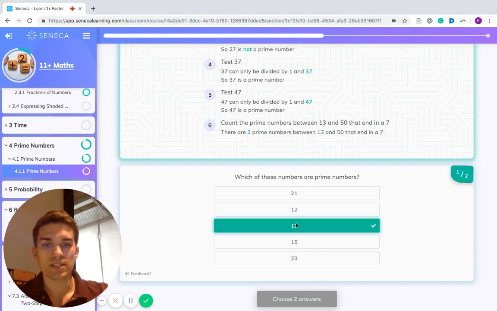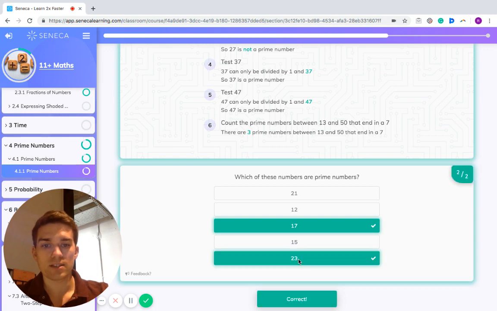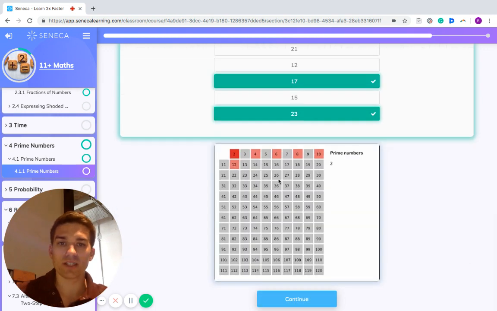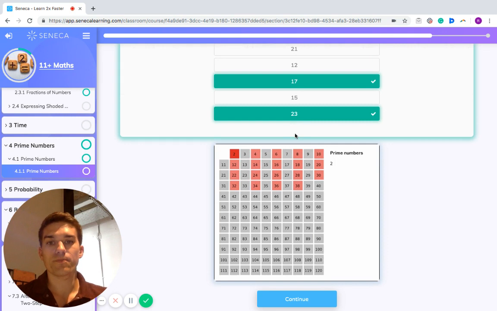So, 17 is a prime number, only divides by 1 and 17. Same with 23, prime number only divides by 1 and 23. And here is a list of, well, this is counting the even numbers, but here we go. There's some other things going on here.